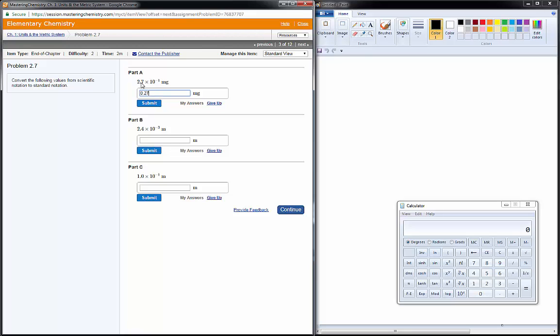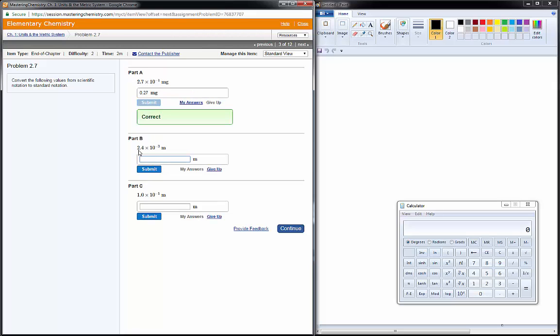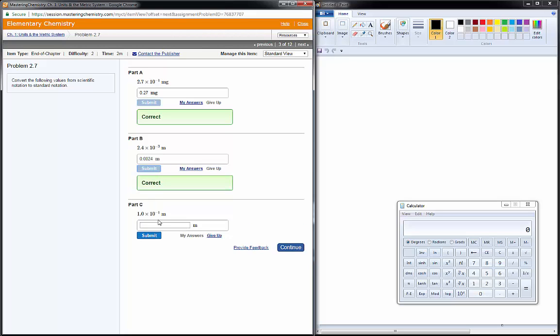because this is 10 to the negative 1, that is 0.27. I've moved this 1 position to the left. I'm going to move this 3 positions to the left, so I'm going to add in 2 zeros, 0, 0, 2, 4. And 1 position to the left, 0.10.